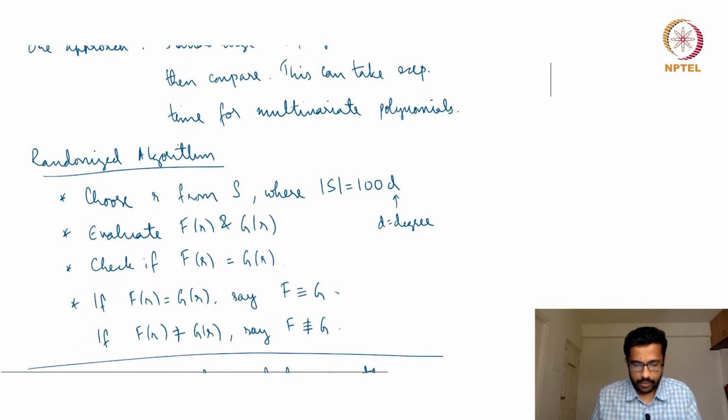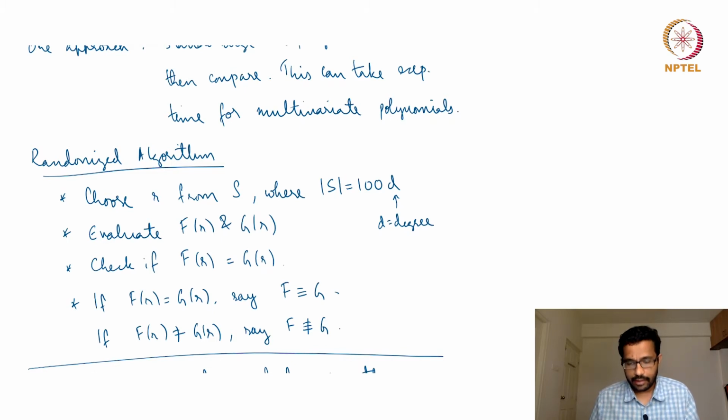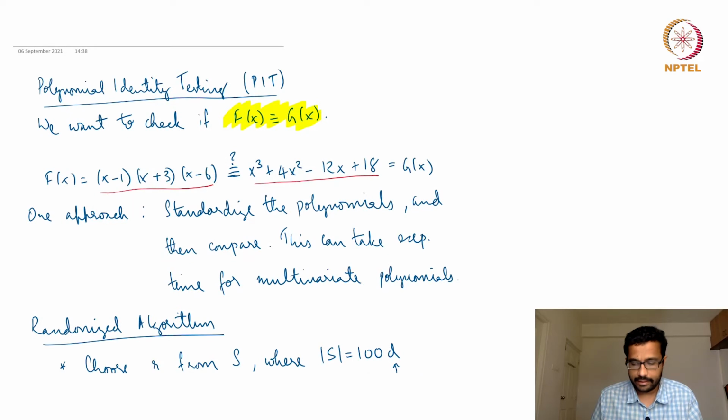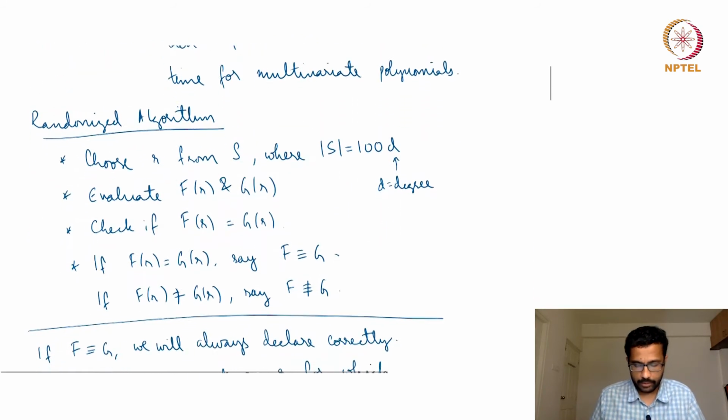So this problem for multivariate polynomials in particular can be hard, and in fact, as of today, we don't know an efficient algorithm for polynomial identity testing when the input polynomials are multivariate. When the input polynomials are single variable, then it is easy. You could just multiply x minus 1 into x plus 3 out, and this can be done efficiently, but not so in the case of multivariate polynomials.